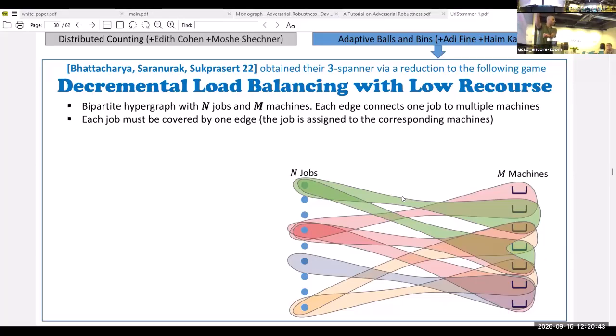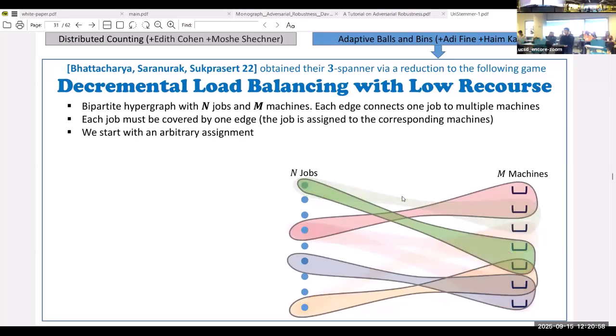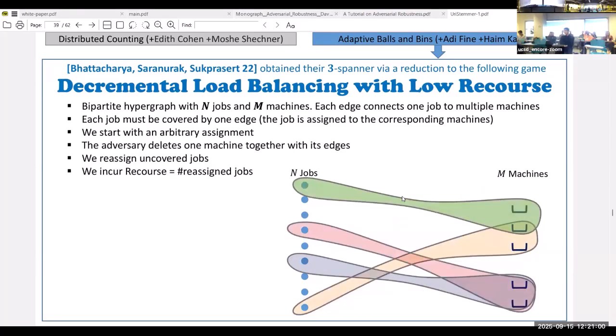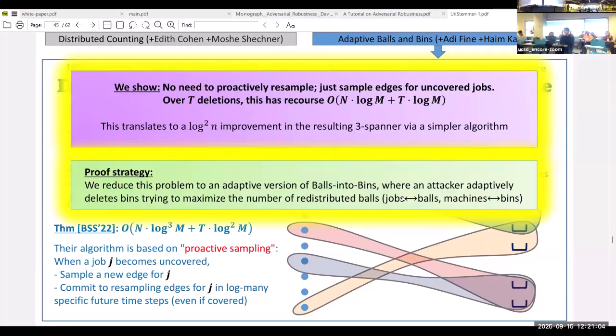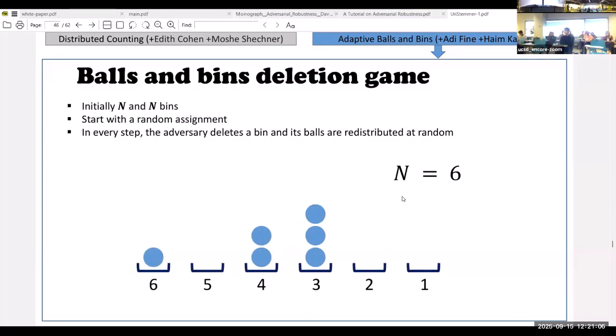Initially, you just throw all of the balls into the bins. The adversary looks at the assignment, deletes a bin. The balls in this bin are redistributed randomly across the remaining bins. The adversary sees the constellation, deletes a bin, and so on. And it somehow turns out that it suffices to analyze this simpler problem, and from that analysis you could extend it to the load balancing game that we showed before.